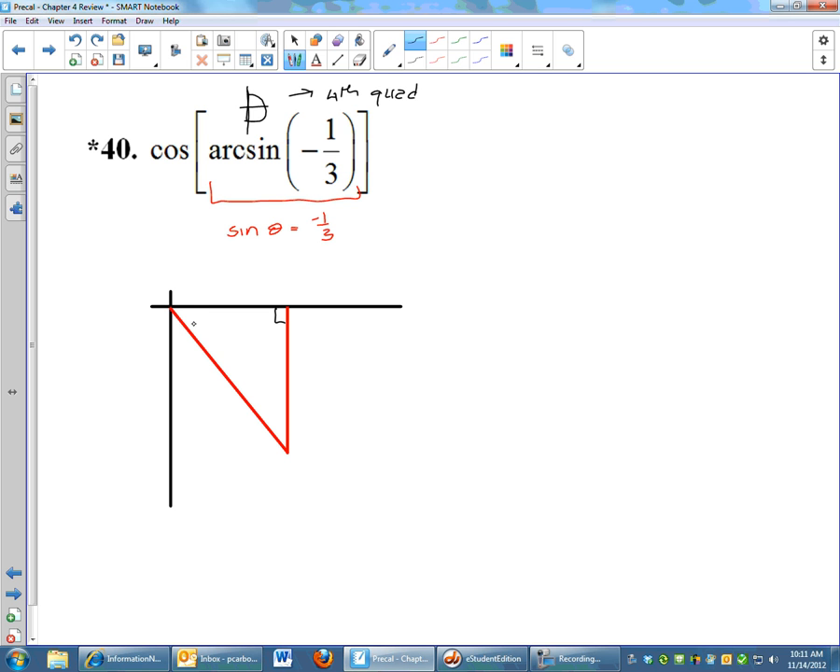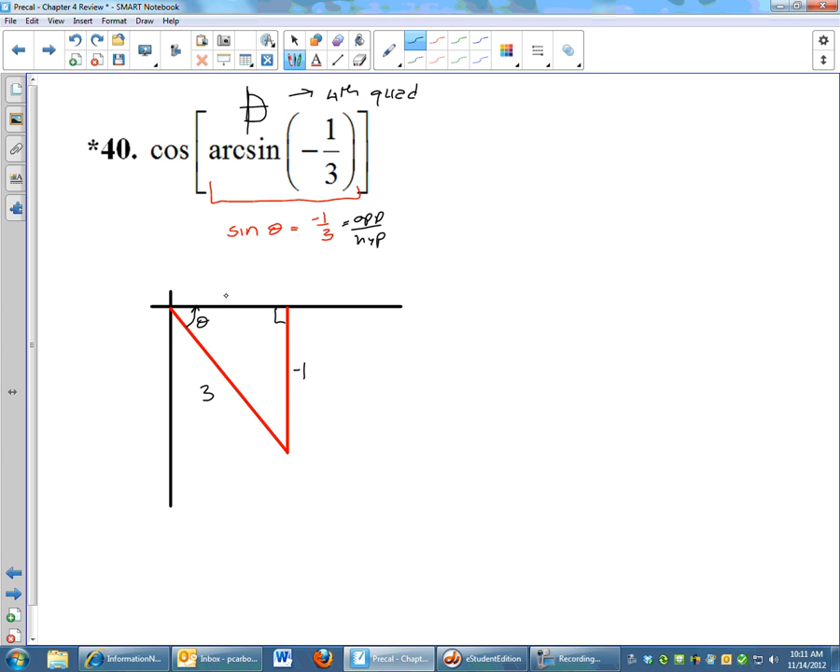There's my right angle. Your angle theta is also measured back to the x-axis. And sine tells you opposite over hypotenuse. So I know my opposite side is going to be 1, my hypotenuse is 3, but I went down. If you go right and down, moving down is a negative movement, so that's a negative 1 over 3.